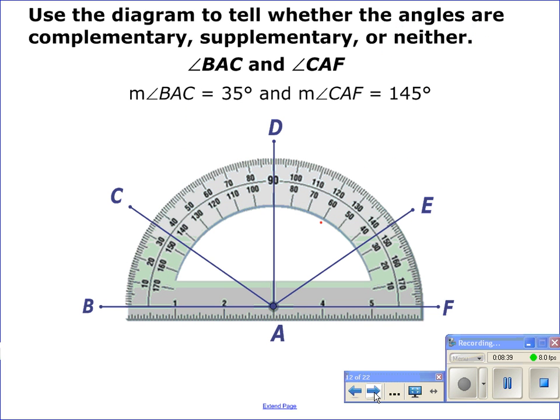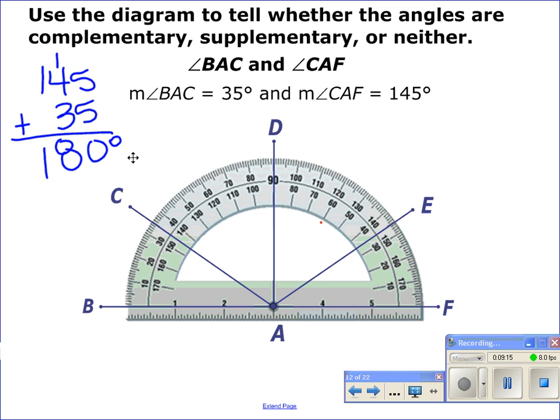Okay. This one, you already have the diagram. They've already measured them for you. So you have the measure of angle BAC and the measure of angle CAF. We want to tell if they're complementary, supplementary, or neither. So what are you going to do? We are going to add them together. So you have 145 degrees plus 35 degrees. When you add those together, 4 plus 3 is 7, plus 1 is 8. 1 plus 0 is 1. 180 degrees is called a supplementary angle.